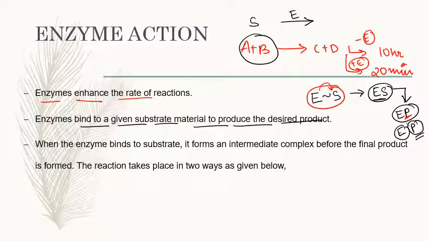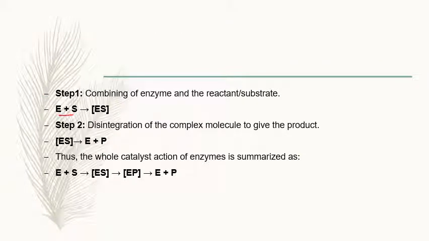When the enzyme binds to a substrate, it forms an intermediate complex before the final product. So this is the intermediate complex which is formed after binding of enzyme to the substrate, right? The reaction takes place as follows. Enzyme reacting with a substrate leads to the formation of enzyme substrate complex, right? Now there is a disintegration of the complex molecules to give the product. So ES will change to EP, and individually it will change to enzyme plus product. So this is how you will be getting the product, right?